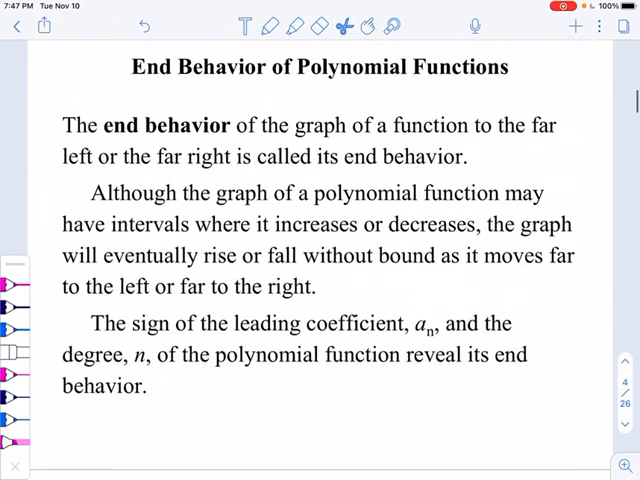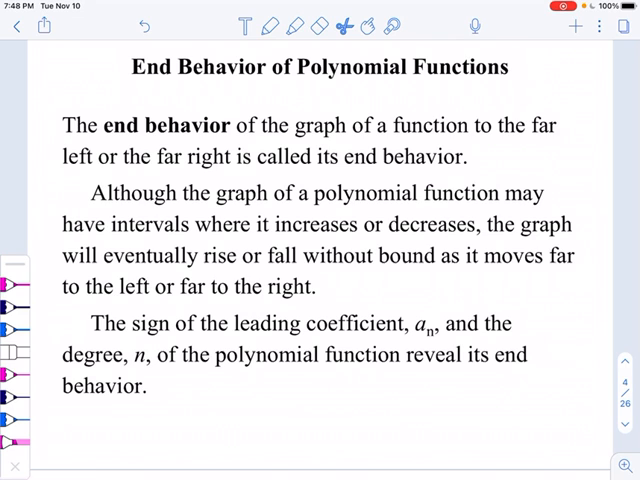Talks about the end behavior of polynomial functions. It says the behavior of the graph of a function to the far left or the far right is called its end behavior. Kind of what you don't see on the graph, right? It goes off to the infinities. They're either going to go all the way to positive infinity or negative infinity, or one of each.